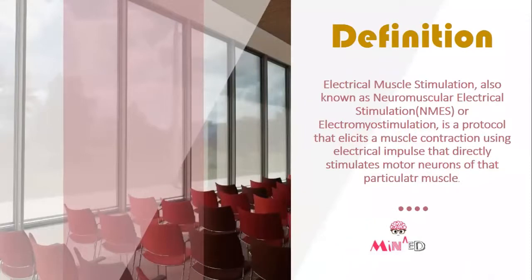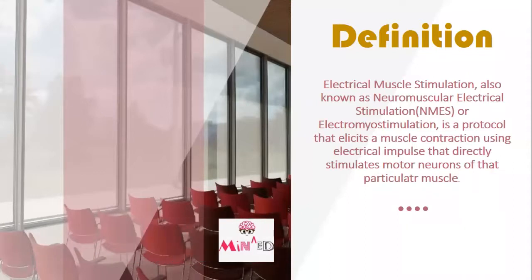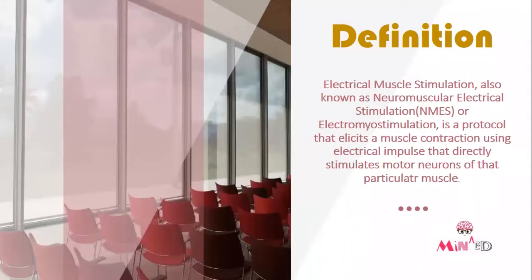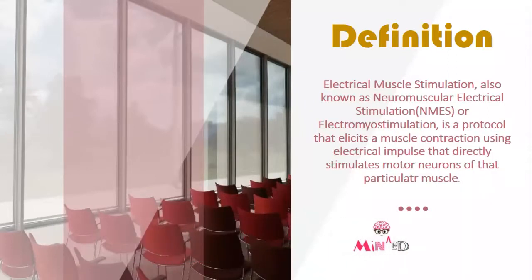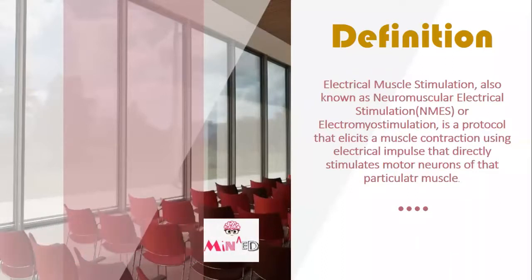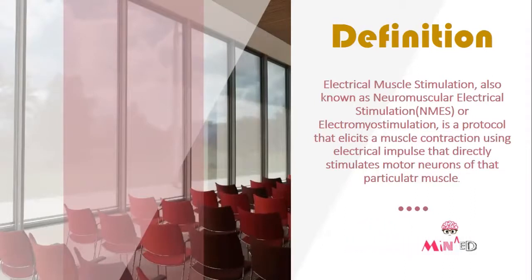Electrical muscle stimulation, which is also known as neuromuscular electrical stimulation or electromyostimulation, is a protocol that elicits a muscle contraction using electrical impulses that directly stimulate motor neurons of that particular muscle. This means that when we apply muscle stimulation to a nerve or a muscle belly, we passively stimulate the affected muscle or nerve to regenerate it in the proper form.